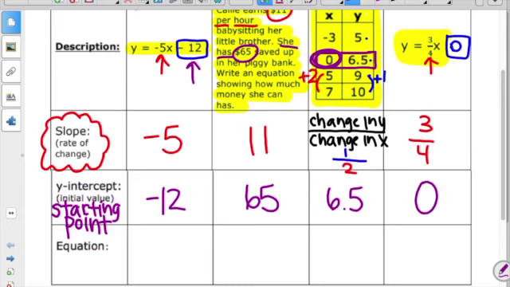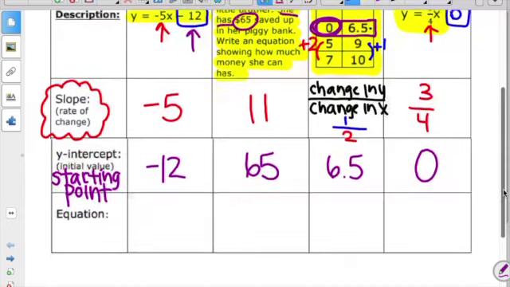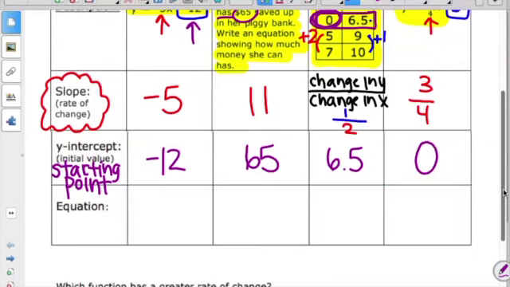So now that we know the slopes and the y-intercepts, we can write our equation. Remember, we always write y equals, and we always have our x. So our x coefficient is our slope, which is -5. So we're going to write -5 right here in front of the x. And our y-intercept for this one is -12. So instead of putting plus, we're going to put minus because it's -12.